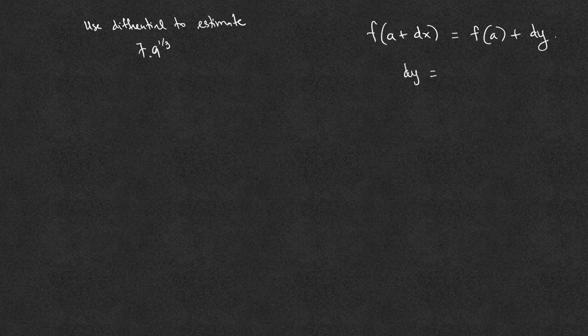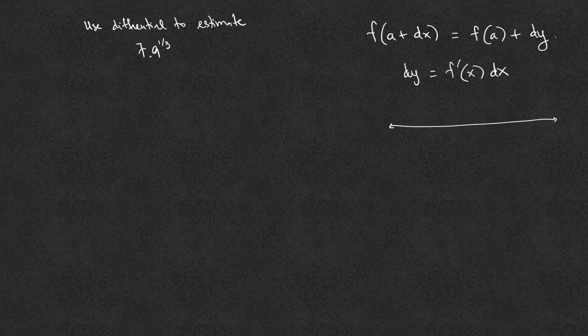Use differentials to estimate 7.9 to the 1/3 power. The differential estimate is f of a plus dx equals f of a plus dy, where dy is f prime of x dx, which is a differential. First, we need to decide the function and a.